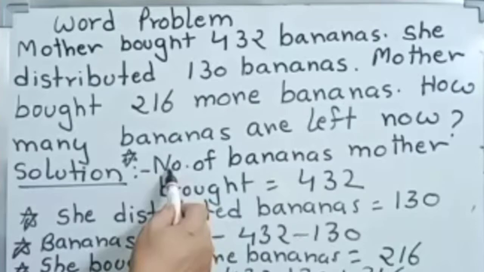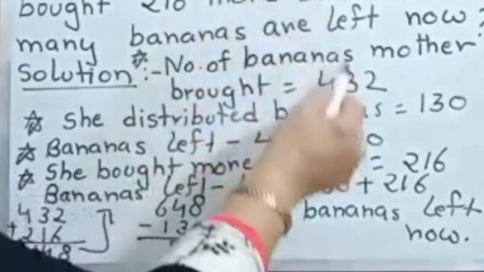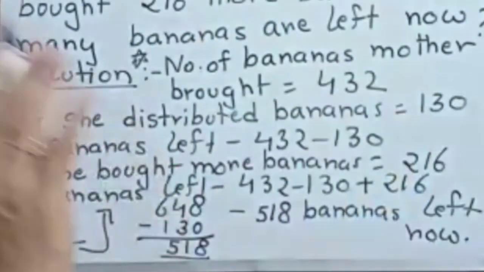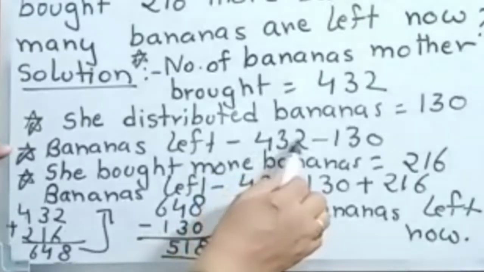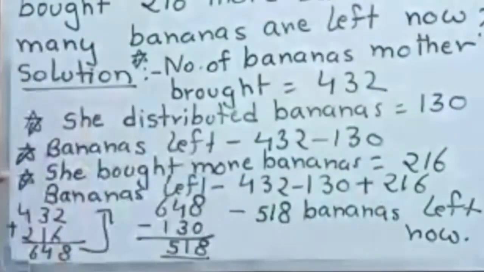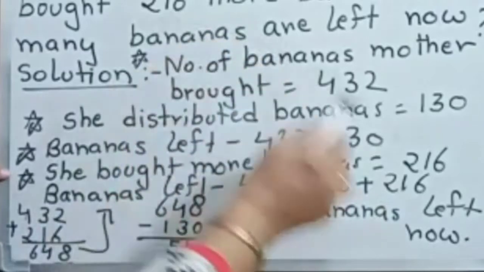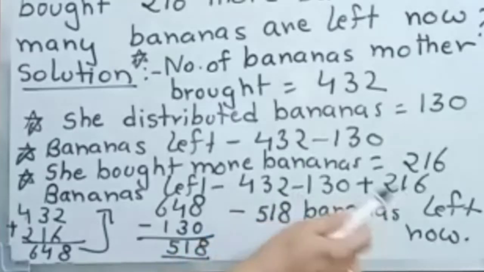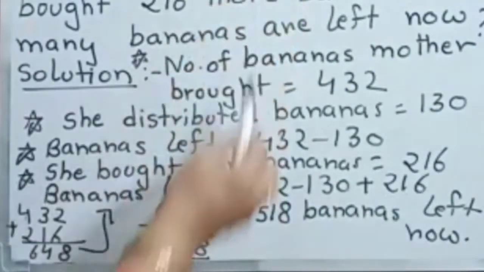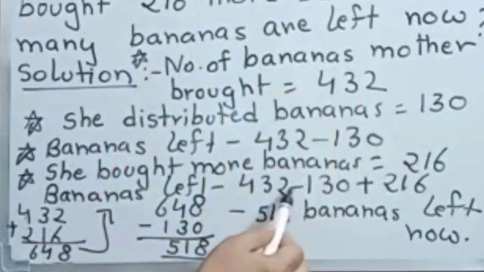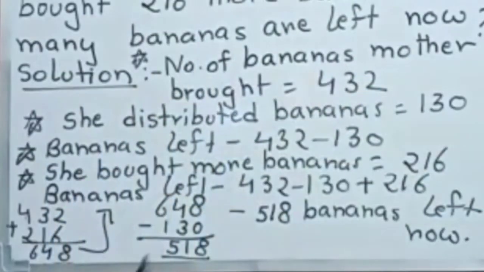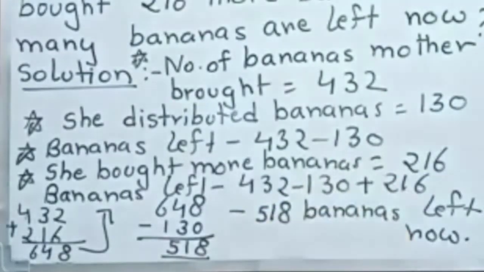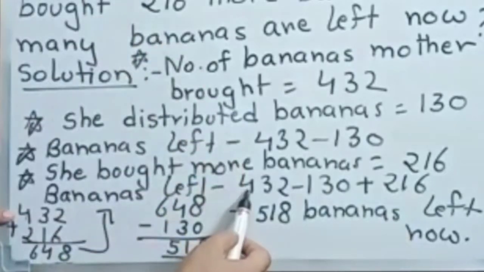So now statement is the number of bananas mother bought how many? 432. She distributed bananas how many? 130. Now bananas left, 432 minus 130. Again she bought more bananas how many? 216. Now we have done that subtraction by addition. 432 bananas are there. 130 distributed, minus 130. Then again mother has bought 216. Means plus 216. So what to do according to that rule?